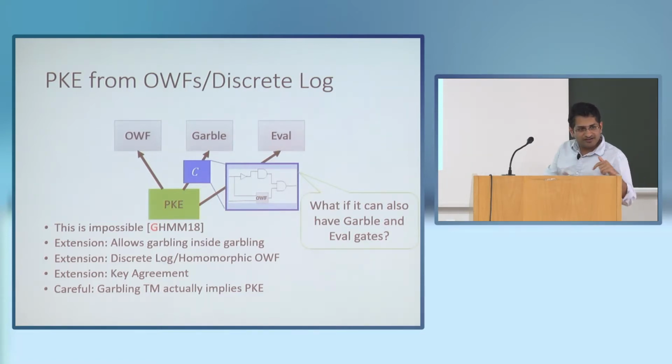And as I said, if this garbling was for Turing machines and you don't do this one-level thing, it's going to be impossible. But if you do this multi-level thing, where a garbled circuit will actually spit out another garbled circuit, which will spit out another garbled circuit, then it suddenly becomes possible.